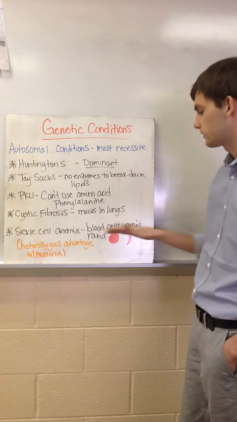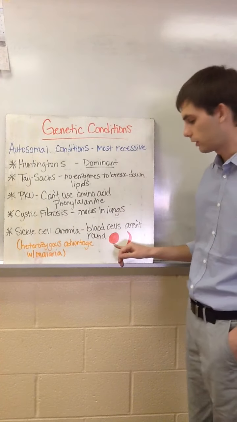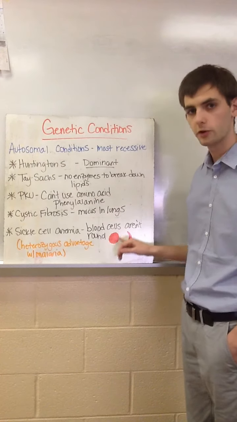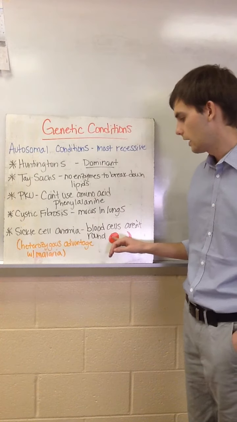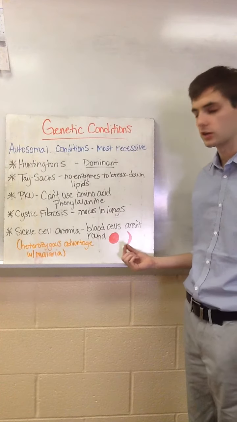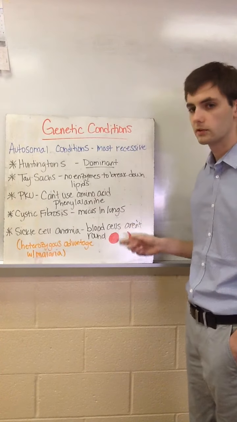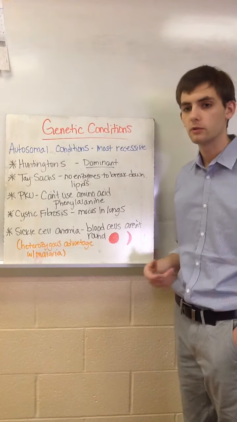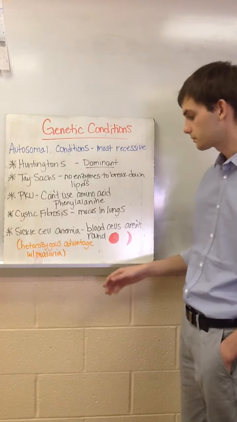And this is when your blood cells aren't round. So normally your blood cells look like a circular shape, and that's to carry oxygen. And sickle cell anemia causes those cells to become sickled or change their shape. So they can't carry as much oxygen, so it poses a problem for respiration.